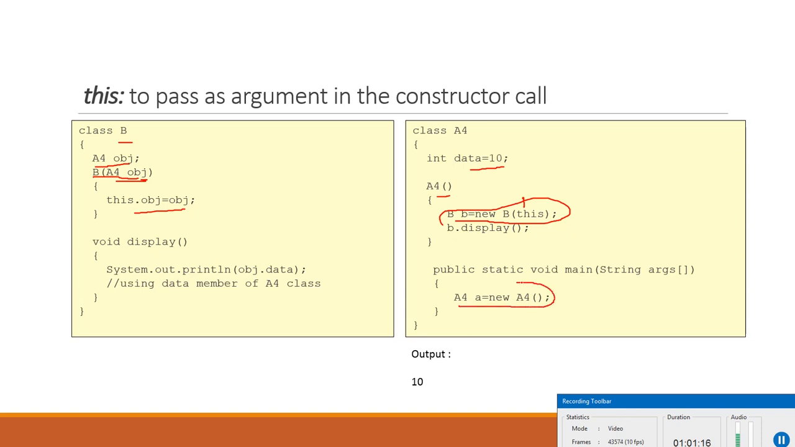A4 a = new A4. So it will create an object of the A4 class. Control will pass over here. Now in the constructor, we have made the object of the B class, and to pass the argument we have used the this keyword. So now the constructor of the B class will be invoked. Since it is not printing anything after initializing the variable, it will come to b.display. b.display will just print the value of the data, which is 10.